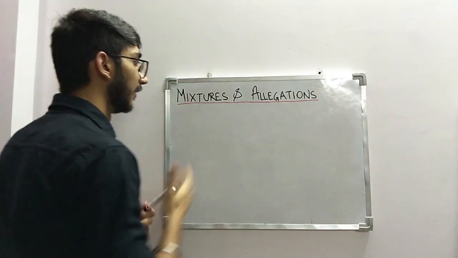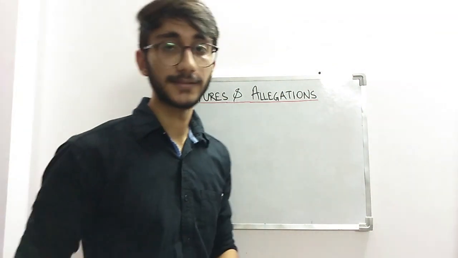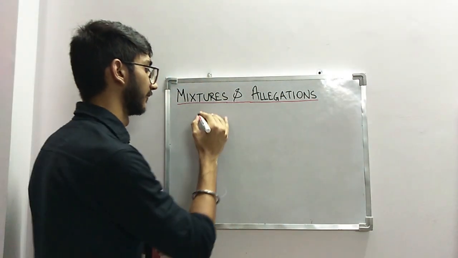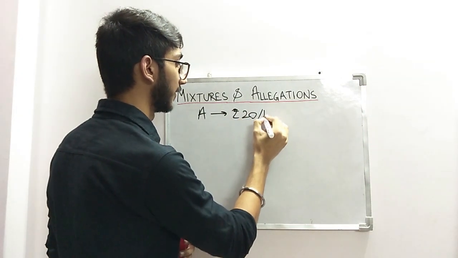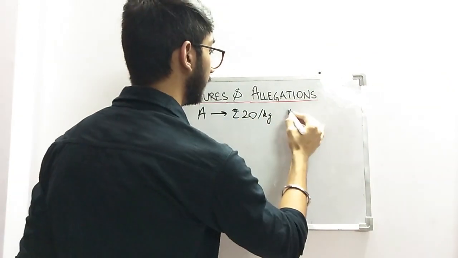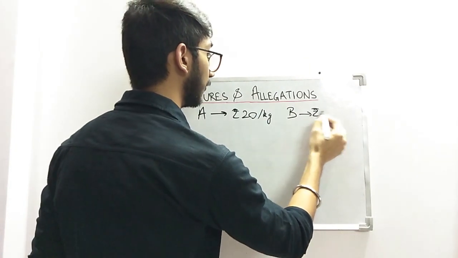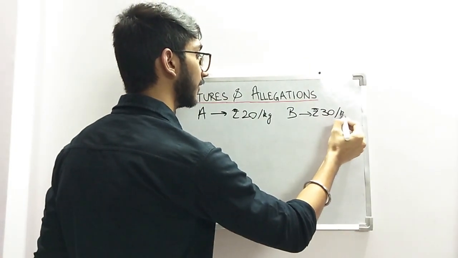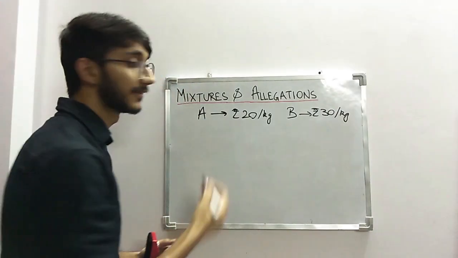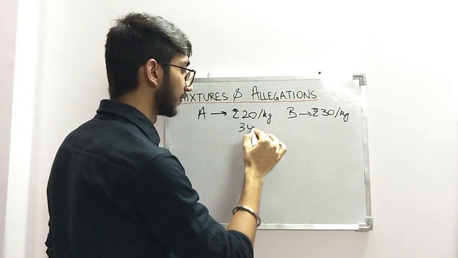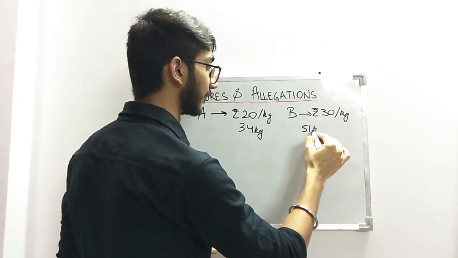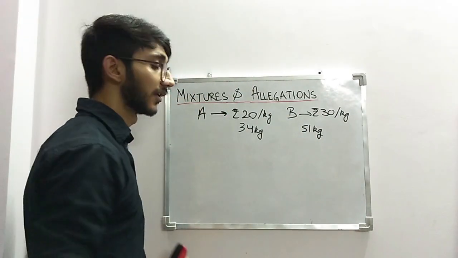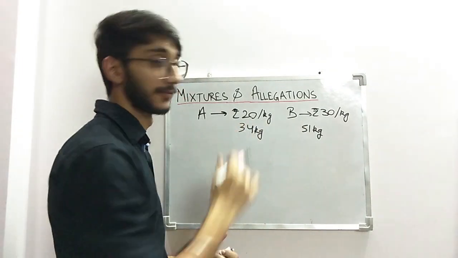Right, so for example, we have two kinds of rice, that is rice A and rice B. Rice A costs us rupees 20 per kg and rice B costs us rupees 30 per kg. And I am mixing 34 kgs of this with 51 kgs of this. So the question is, what is the price of the mixture, right?